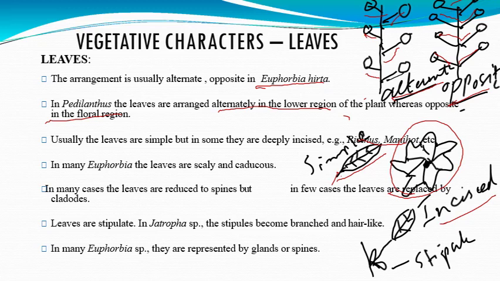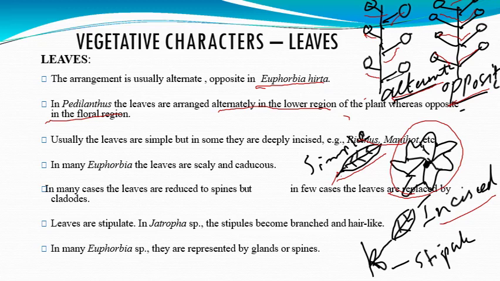So in many cases the leaves are reduced to a very pointed structure, and that we call spines, and in some cases it converts itself into a modified short-sized structure that is produced from the node, that we call cladodes. Here I draw the cladodes for your understanding.